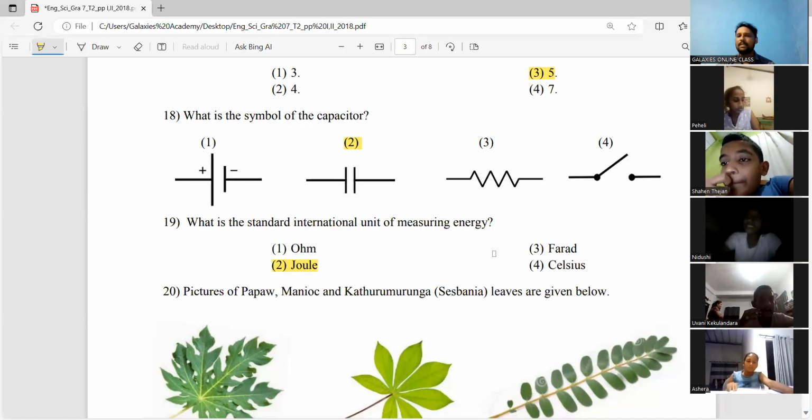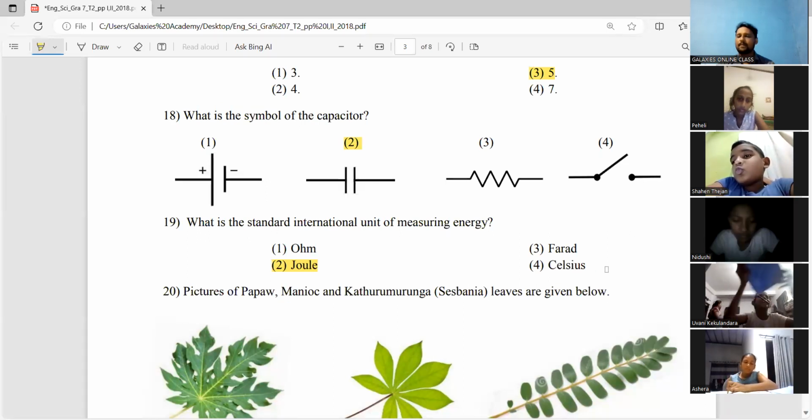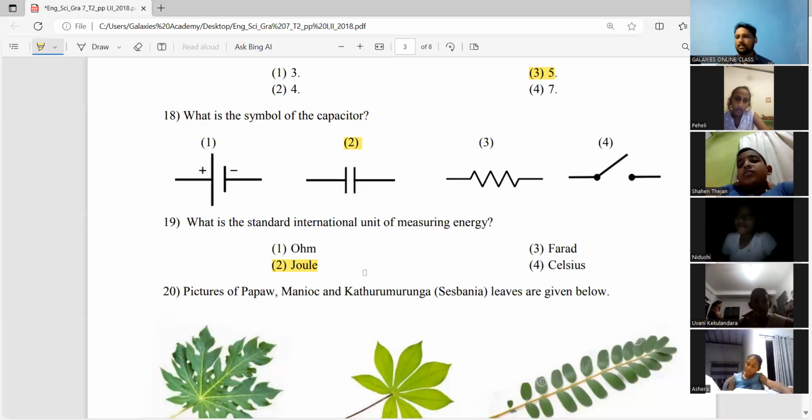Do you remember about the other units? Celsius, Farad, Ohm. Right? Then remember what these are given to measure.